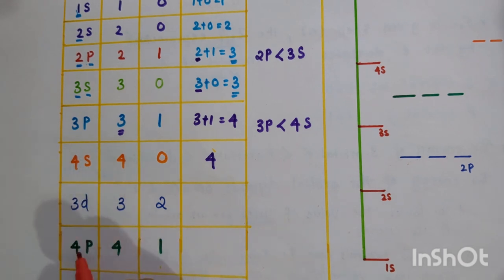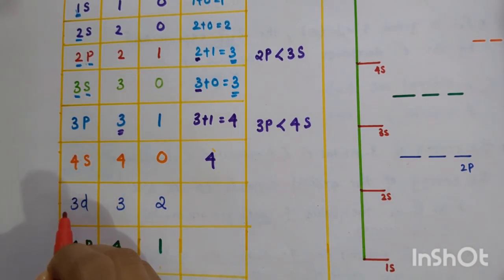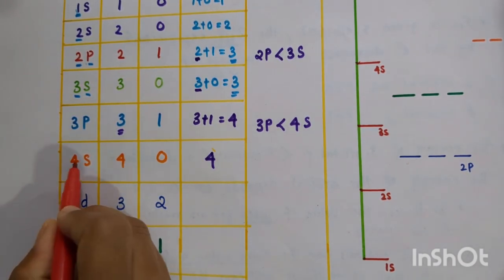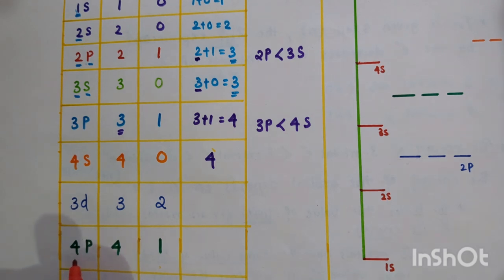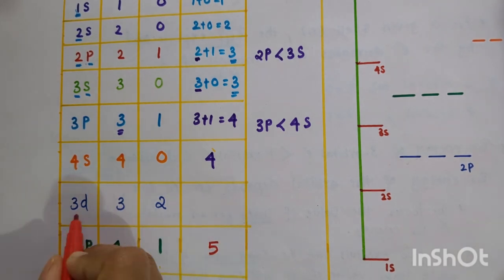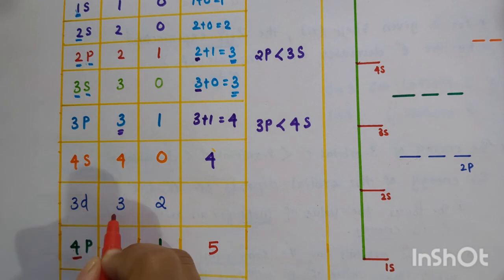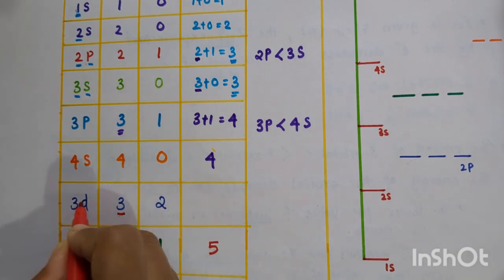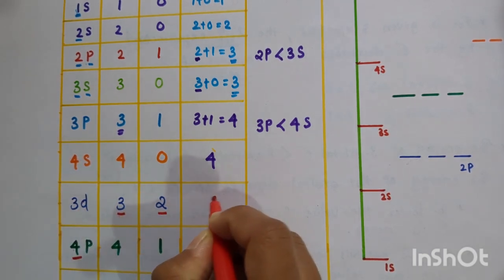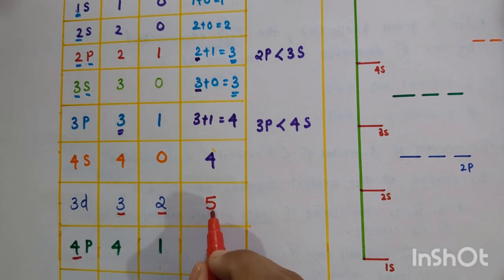Now, when you consider this 4p orbital, we will talk about this 3d later. When you consider this after 4s, I am just considering 4p. So principal quantum number n is 4. Azimuthal quantum number for p is 1. So 4 plus 1, which is 5, the n plus L value. Okay, and when you consider 3d orbital, n value 3, for d orbital L value 2. So here n plus L value is 5.